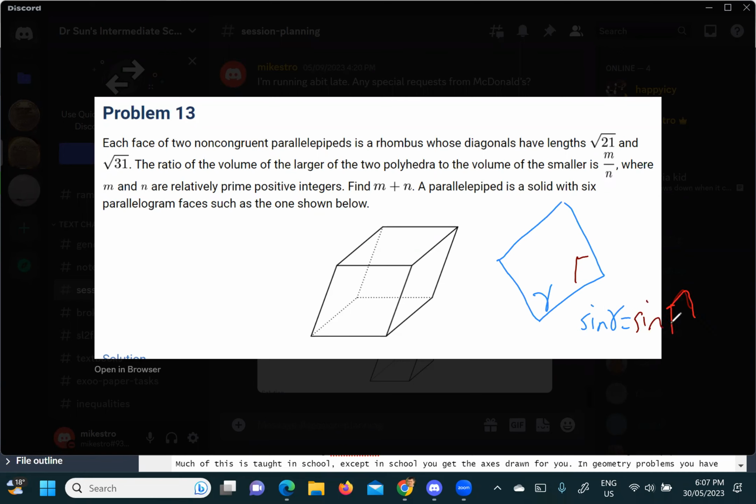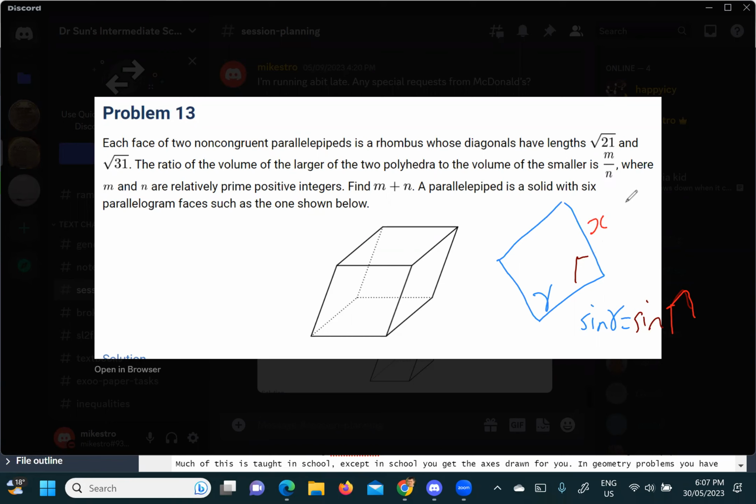Because sine of 180 minus the angle is equal to sine, since these are parallel, so these angles add up to 180. So we know those things from the area. You know the area formula is like half a b sine C, so you can do that with the rhombus. You know that, and then you also know the side length x.